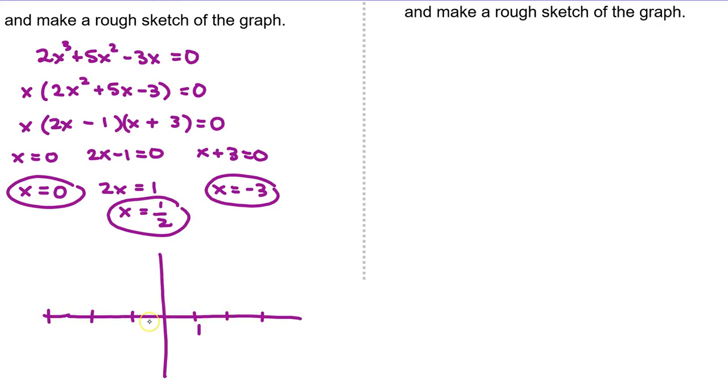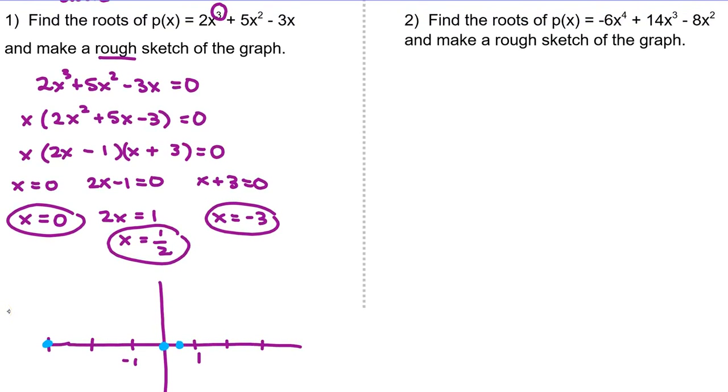So I'm just going to go by ones on the x-axis and go ahead and plot those values of 0, 1/2, and -3. Now, in order to figure out a little bit more about the graph, remember it's a rough sketch. What we can do is maybe put another number in there. Let's say we put x equals 2. So let's find p of 2. P of 2 would be 2 times 2 cubed plus 5 times 2 squared minus 3 times 2. So we have 16 plus 20 minus 6, so that's 30. So that would be the point with coordinates 2, 30.